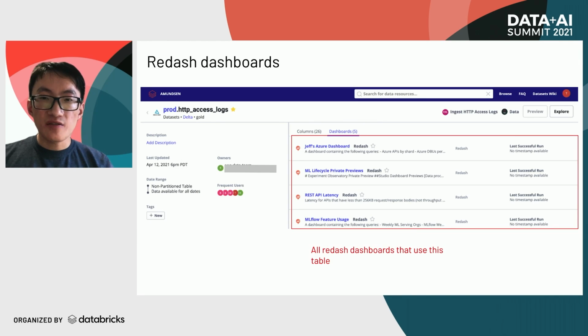Amundsen has native support for dashboards. We integrate it with Redash dashboards, which is also an internal service in Databricks. From the picture, we can see all the dashboards that use the current dataset. We can also follow the dashboard link to the detailed dashboard page.